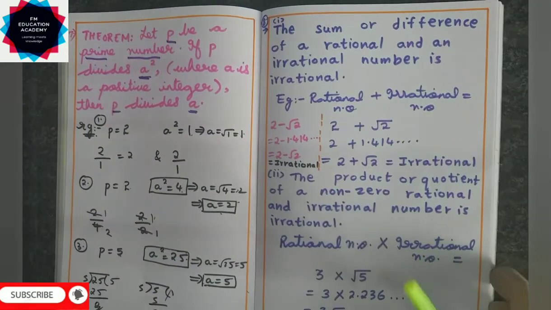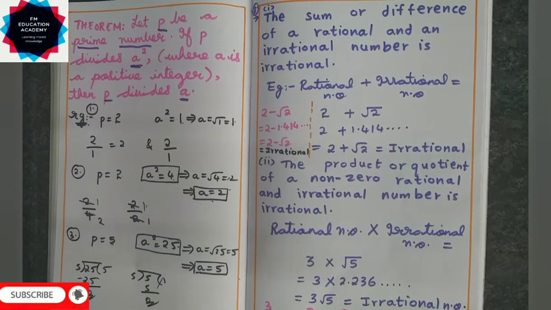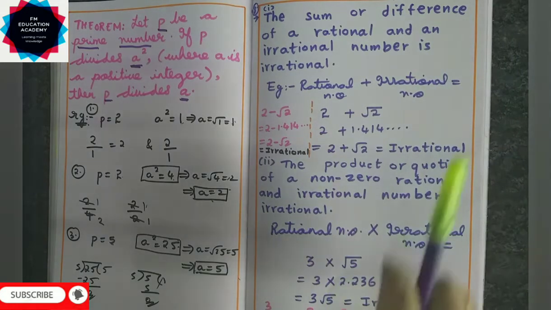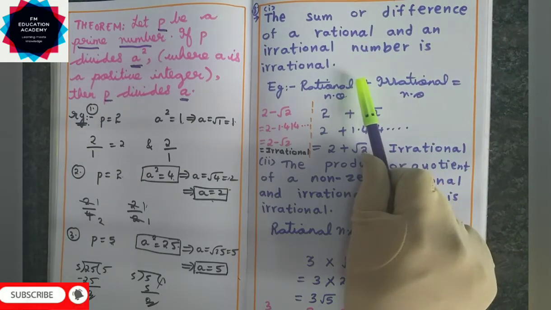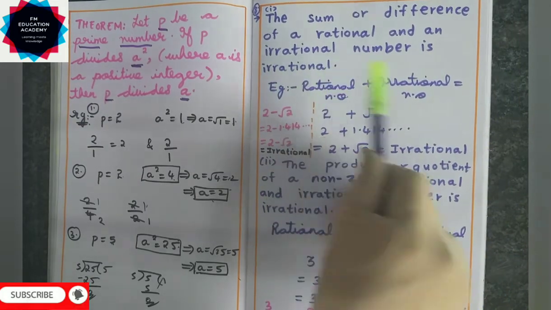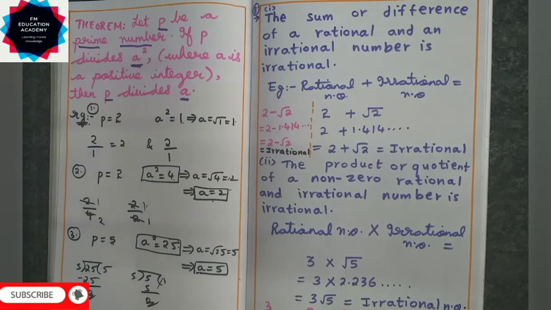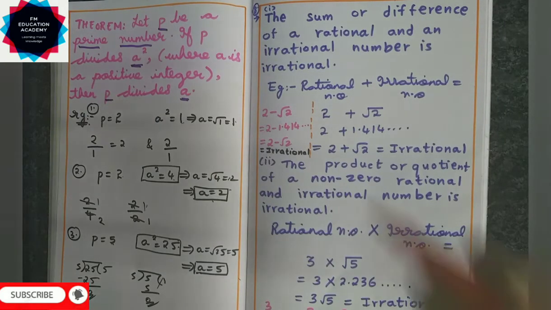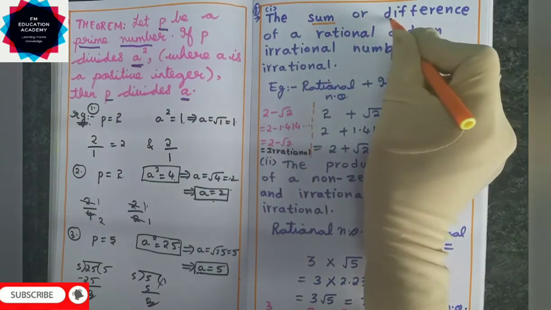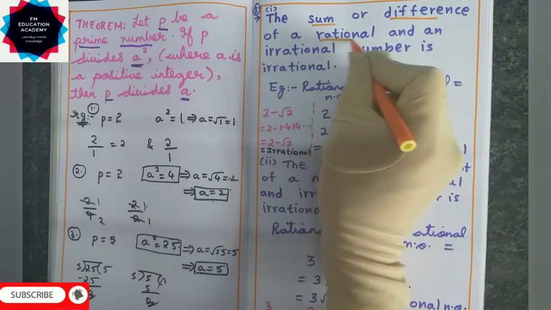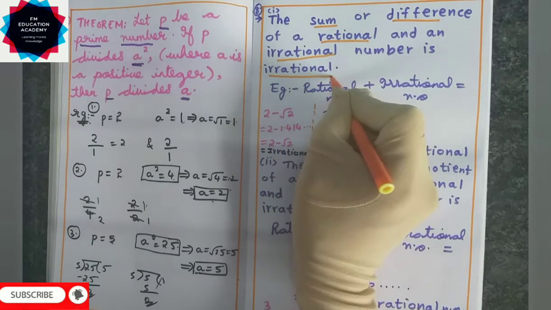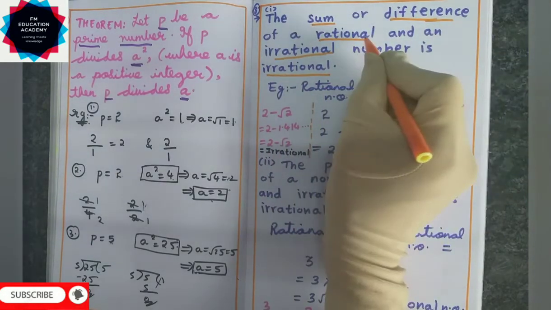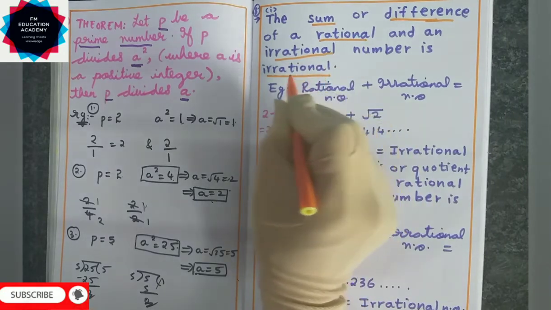Now let us come to some beautiful concepts. The sum or difference of a rational and an irrational number is always irrational. This is very important for you to remember. Whenever we add one rational and another irrational number, we should always get an irrational number. Or whenever we subtract a rational number and an irrational number, we should get an irrational number.